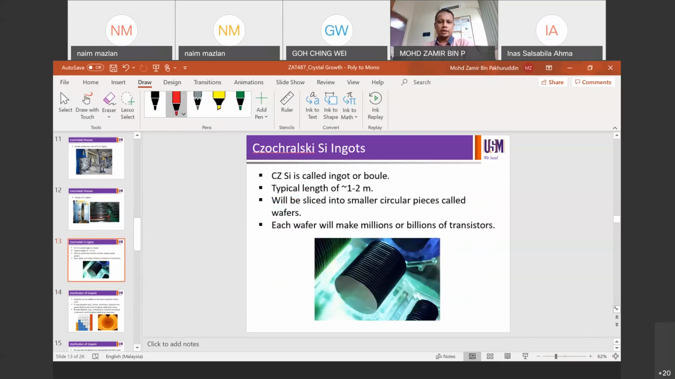Right, CZ silicon is called ingot or boule, but most commonly called ingots. Typical length is 1 to 2 meters. It ranges from manufacturer to manufacturer, industry to industry. So it'll be sliced into smaller circular pieces called wafers. Yeah, for wafer fab, we normally use circular shape. Commonly used are 8-inch, 12-inch or 18-inch, which refers to 200 mm, 300 mm or 450 mm. Okay. Thickness for the wafer fab is typically around 500 micron.